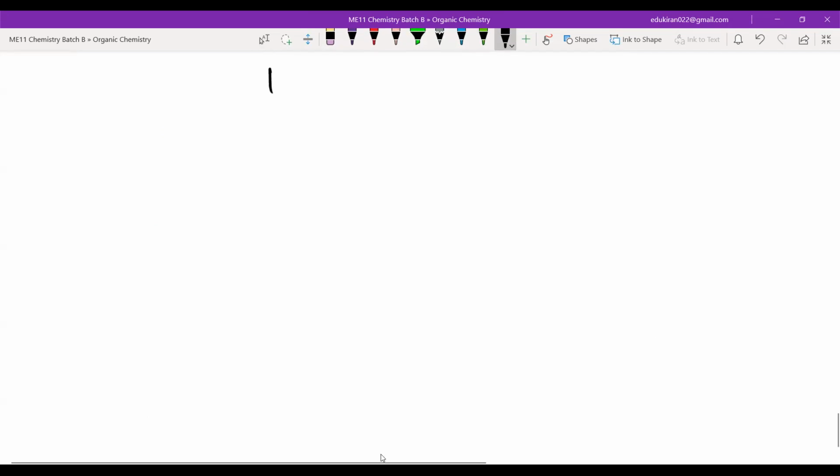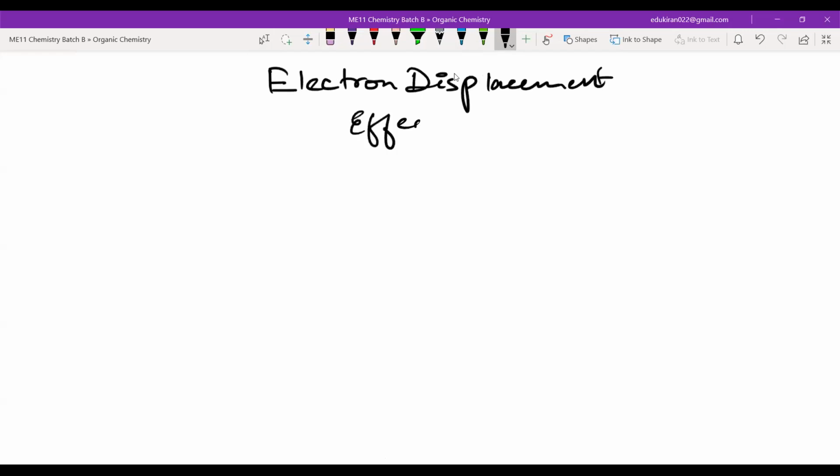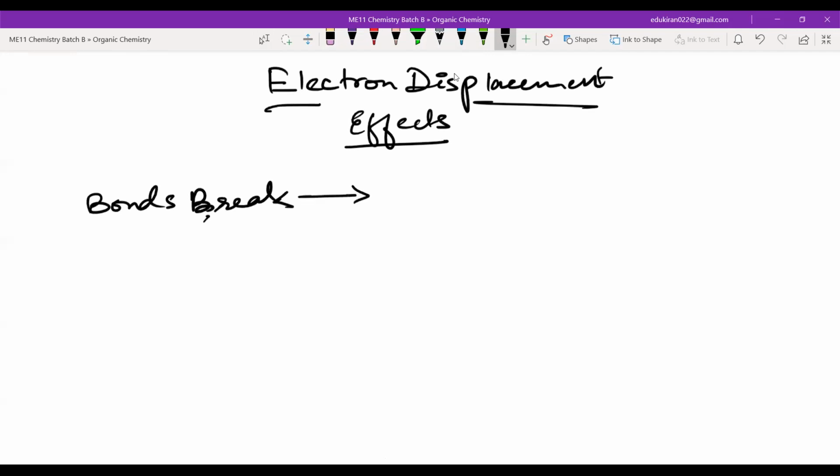So the next topic is electron displacement effects. This will be the topic of our next class, on Sunday. Please remember how we started. We started with the reaction, and we said that reactions always start with some bonds which break, and if the bonds break, they form intermediates.